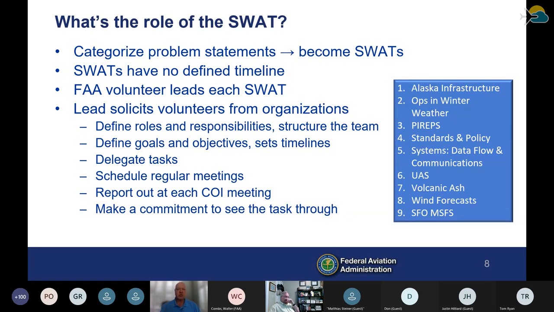We ask an FAA employee to volunteer to lead each SWAT, and we often have co-chairs of the SWAT. And the lead solicits volunteers from the organizations. And here's where that communication part is so important. If there's a particular issue, say within NextGen, that's got a research aspect to it, well, maybe we want somebody from flight standards and flight safety and from PMO and from somewhere else that can help us work on that research part to get to a solution. So the list of bullets we have here is basically what our lead does and what the SWATs do. Next slide, please.